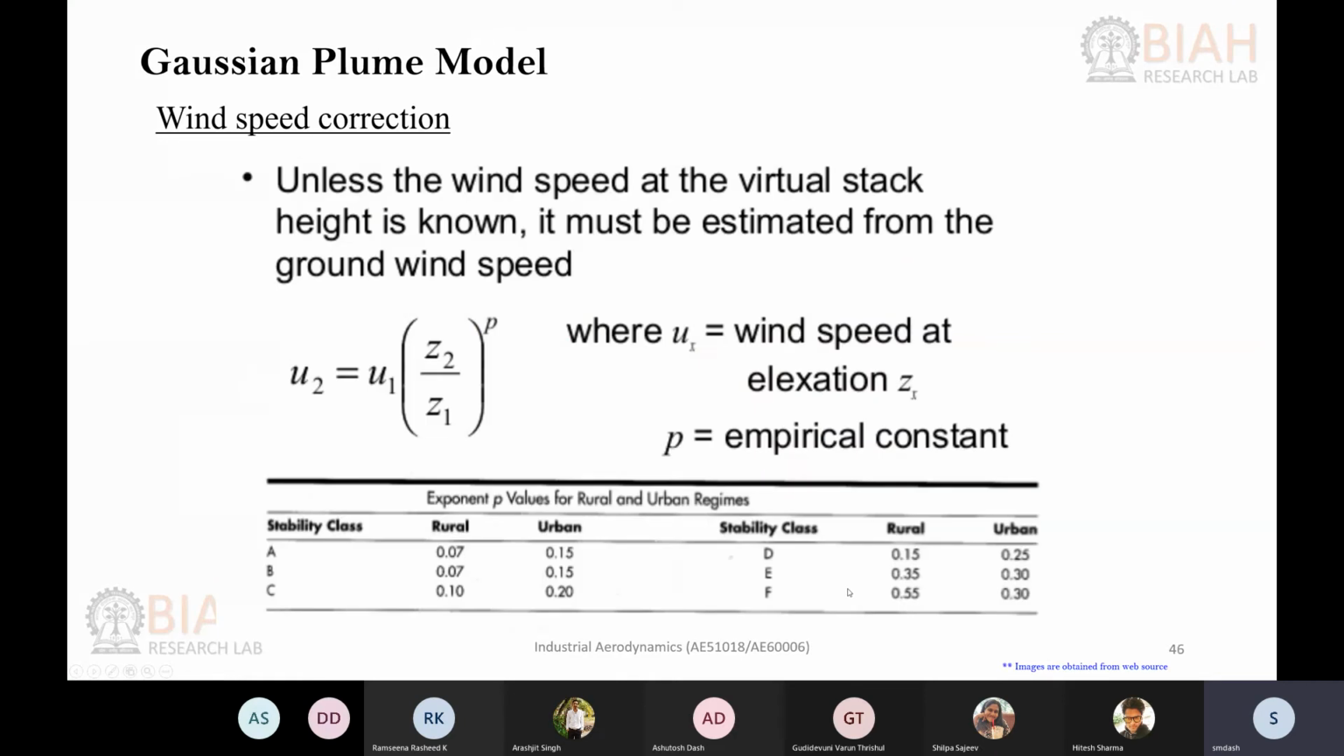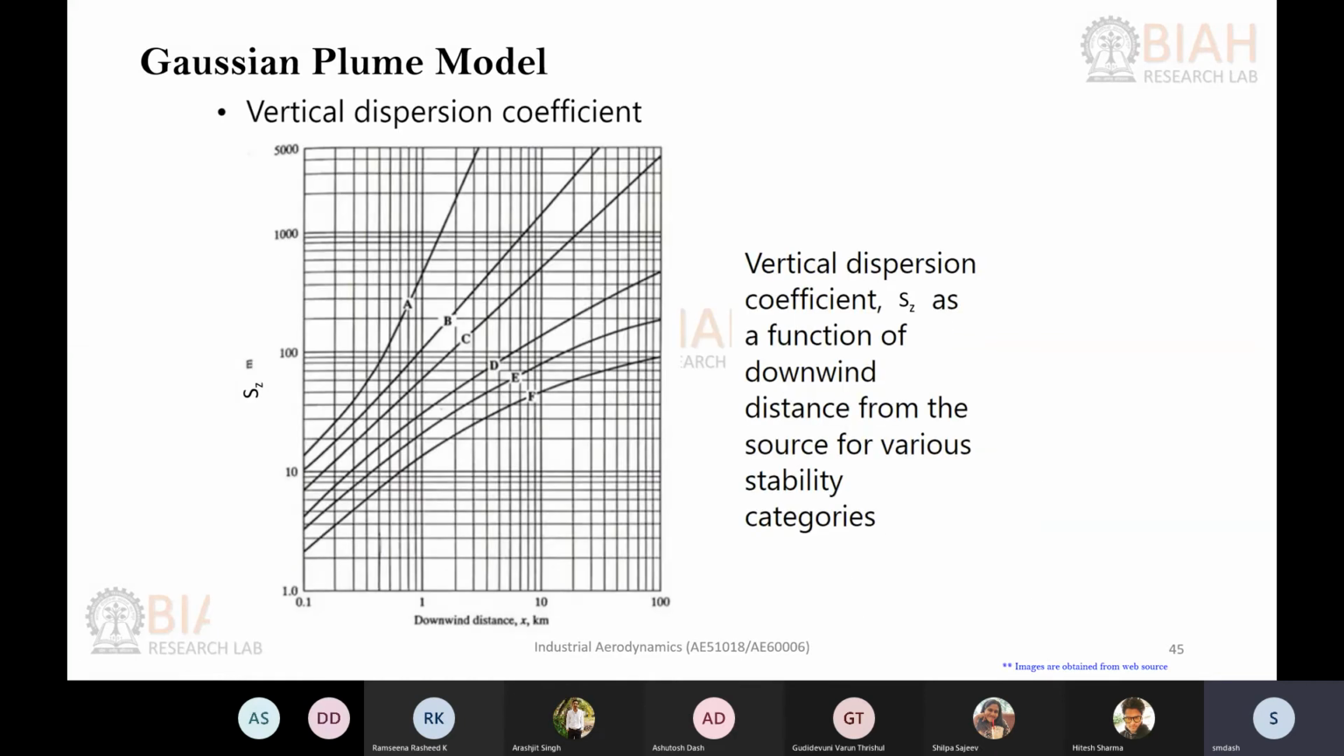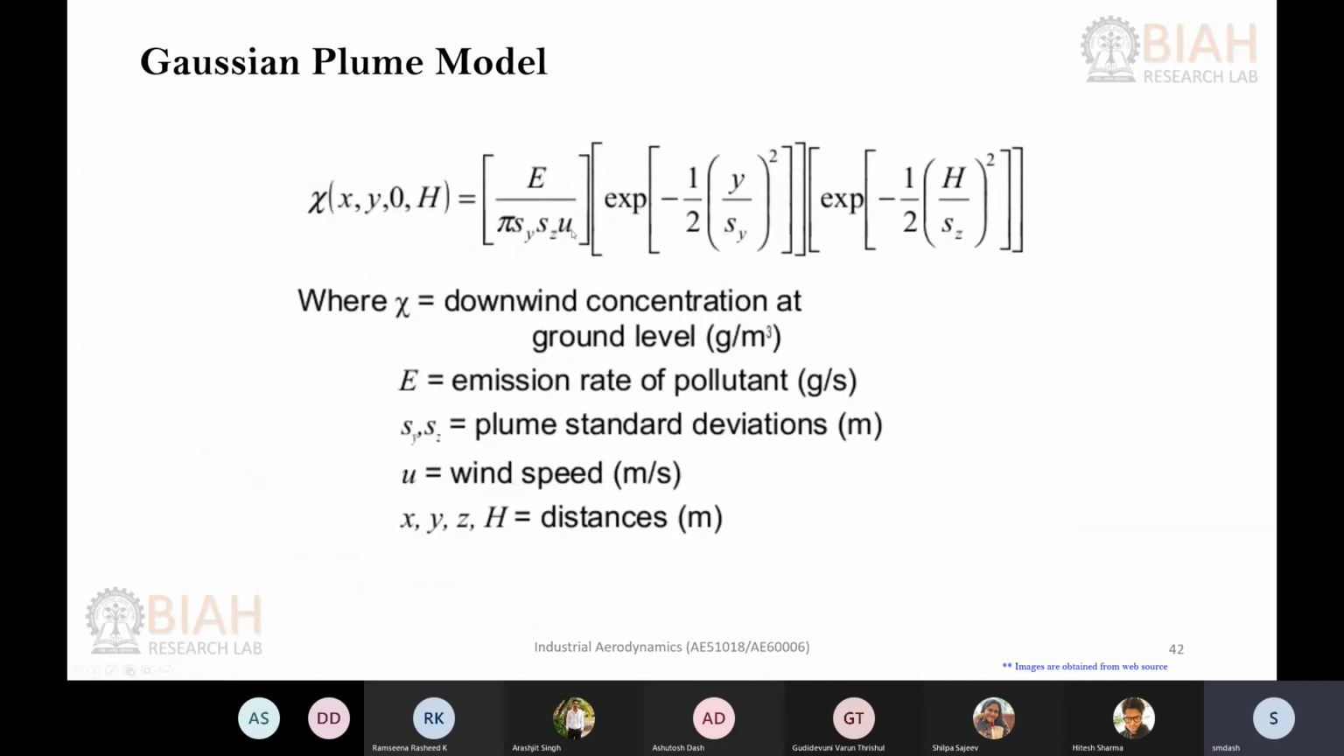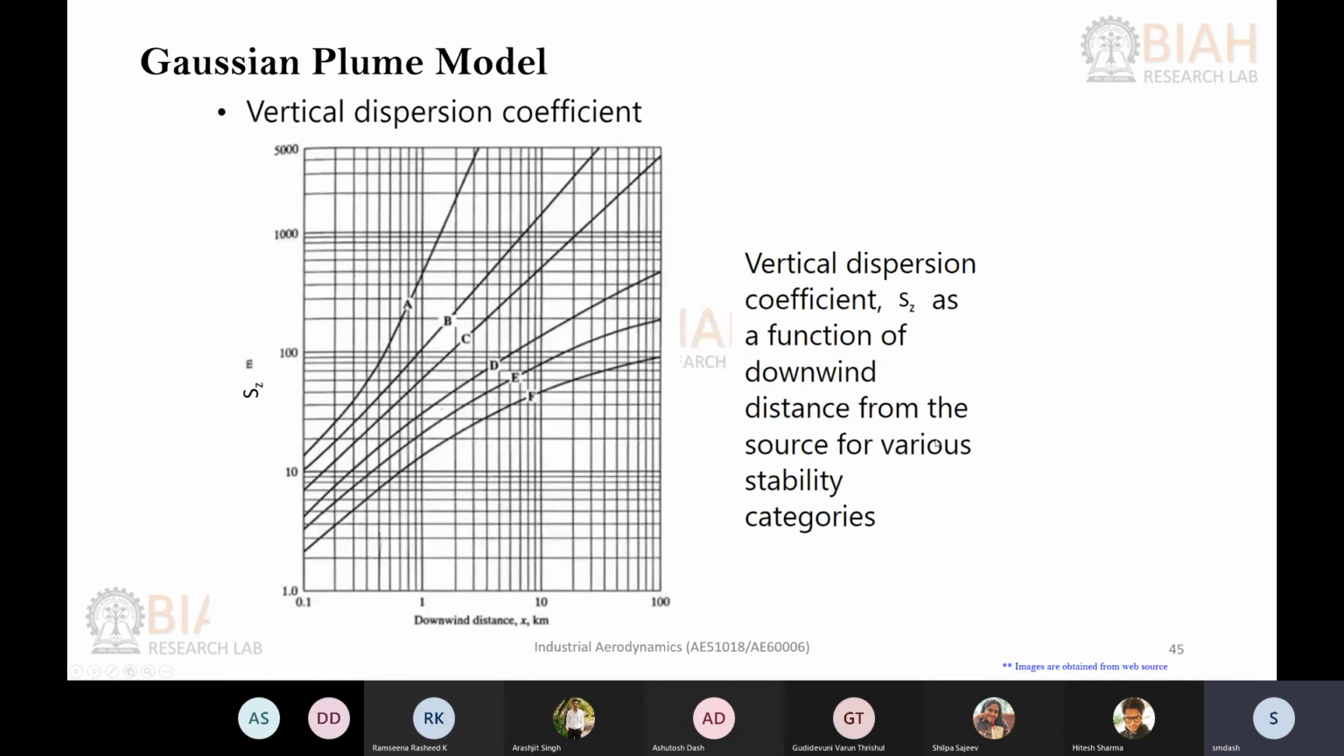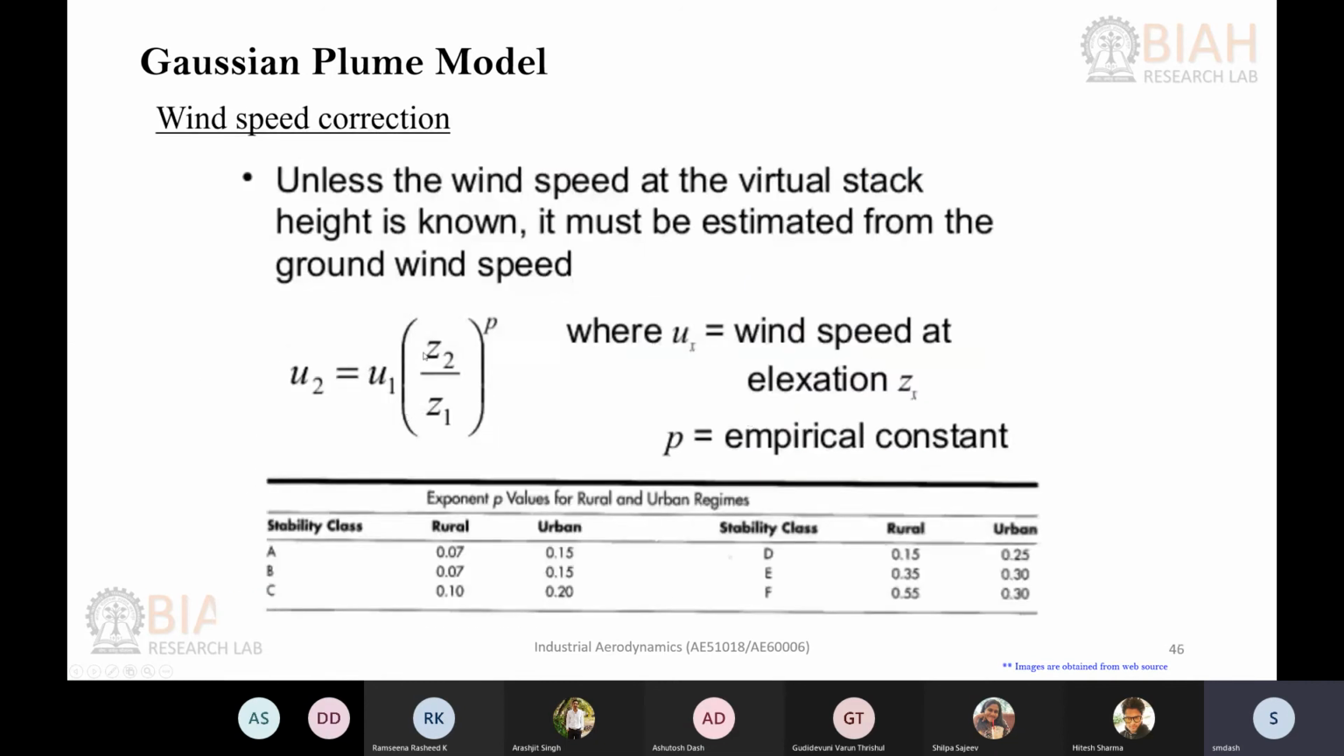So once SY and SZ are known, wind speed is generally known, and E, the emission rate, is known, then you can find out the concentration at the desired X and Y. Another thing is, sometimes the wind speed information you generally get at the reference location, like 10 meters height or so. But in the concentration formula, you need to use the wind speed information at the effective height, that means at H.